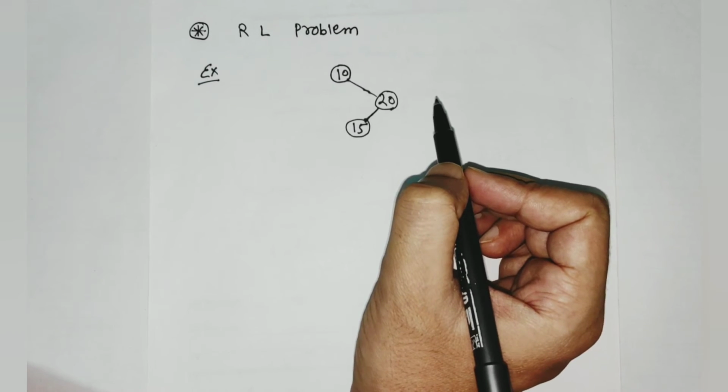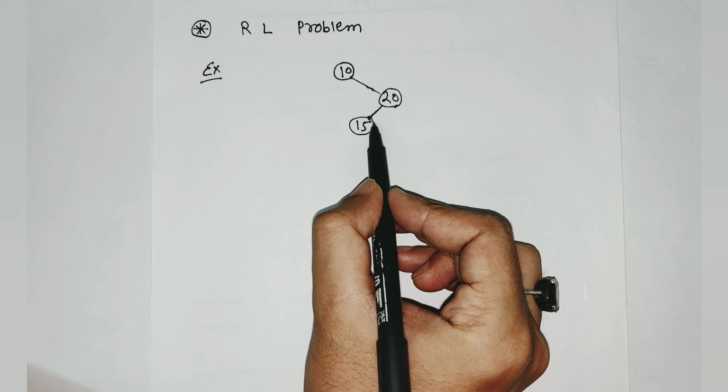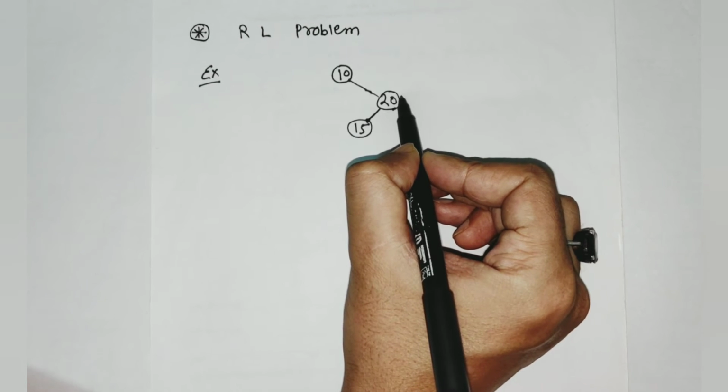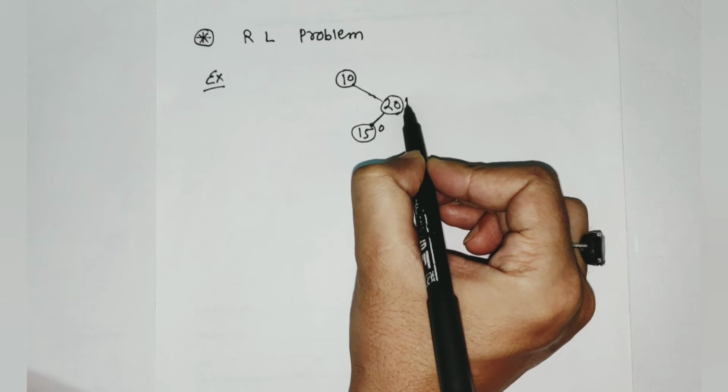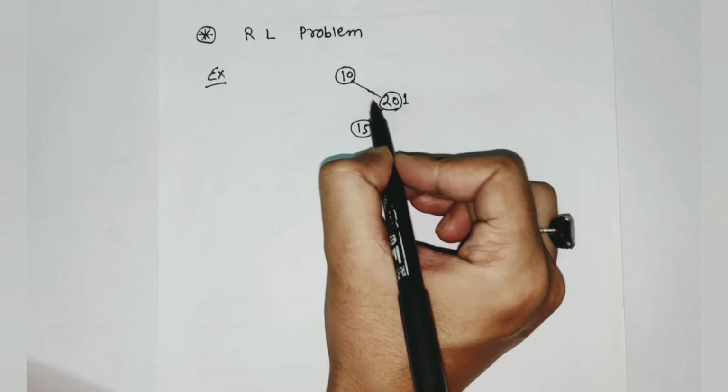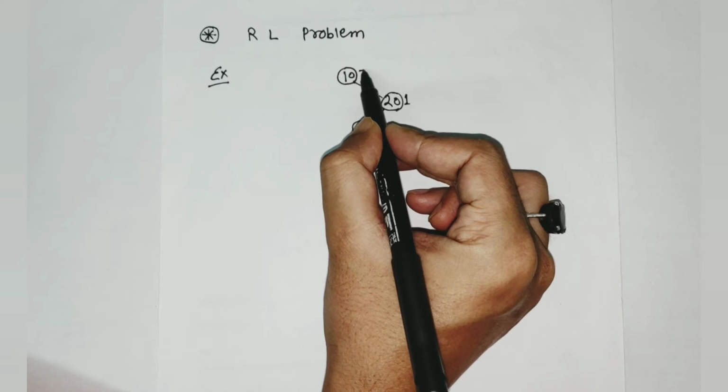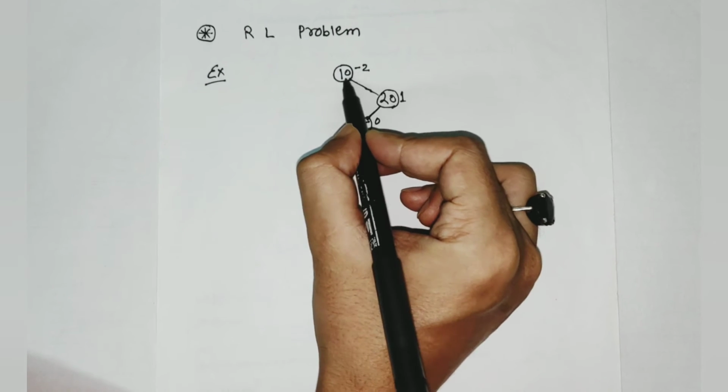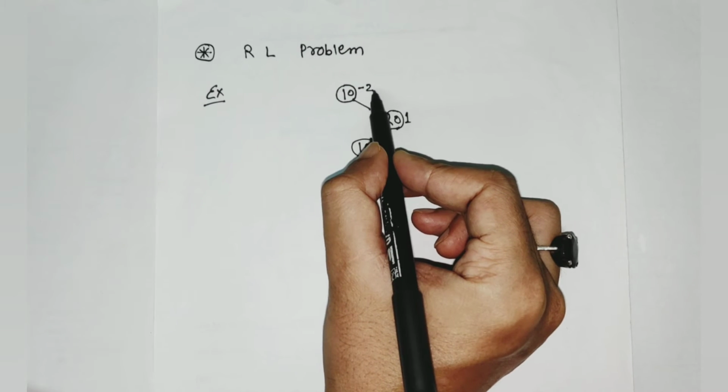Now we will check the balance factor. So balance factor of this node is 0. Balance factor of this node is 1. Balance factor of this node is 1, 2. So 0 minus 2 is -2. Now we have a problem because the balance factor is -2.